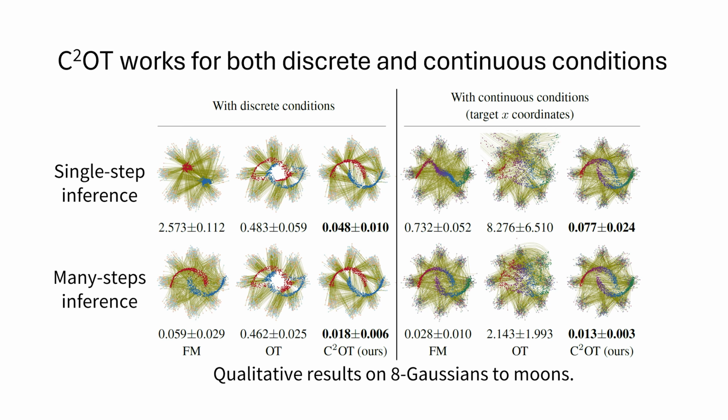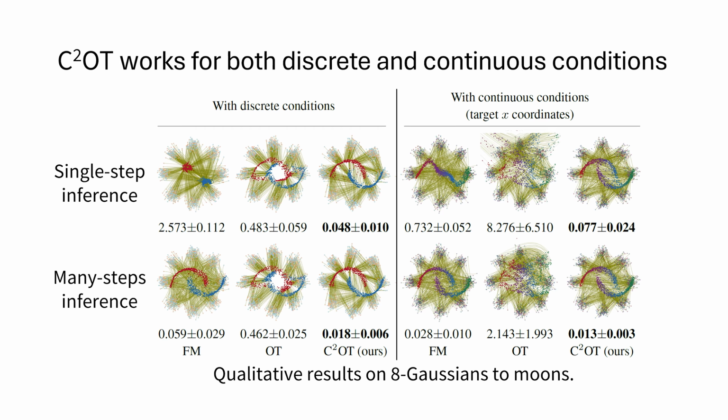C2OT works for both discrete and continuous conditions. In this illustration, we experiment with the 8 Gaussians to Moons dataset. The source distribution is the mixture of 8 Gaussians, and the target distribution consists of 2 half-moons. On the left, we show the case with discrete condition. That is, the condition is either 0 or 1, indicating which of the half-moons the sample belongs to. On the right, we show the case with continuous condition, where the condition is the x-coordinate of the target sample.